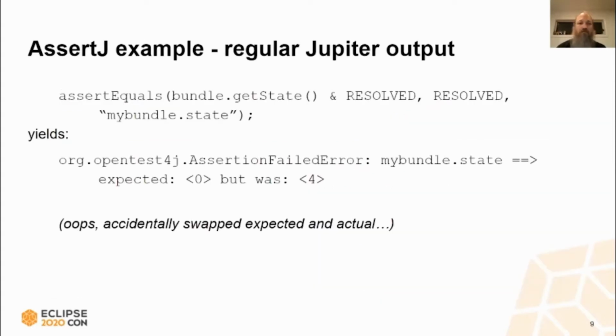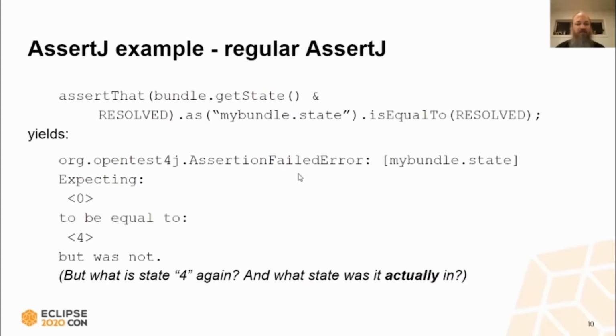The output of the different assertion types is also something that distinguishes them. This is what it looks like from the standard regular Jupiter assertions. Expected 0 but was 4. Okay, well, I don't know what 4 was. I didn't put 4 in my code. I put resolved. But that obviously is a constant and it gets lost at compile time, so it has no way of knowing. All it can give me is the number. And the other thing we can see here is that I accidentally swapped the expected and the actual value. So that's the mistake that I referred to earlier.